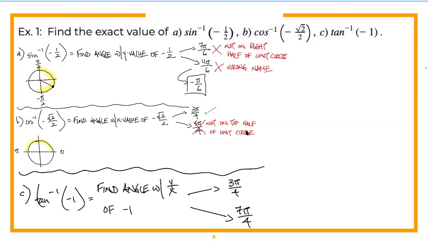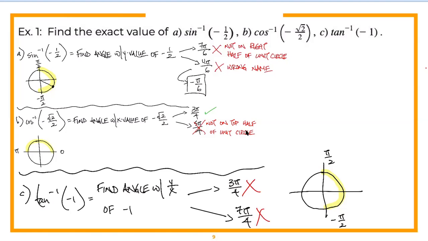Okay. Our range for arctan is the same as the range for arcsine. It is the right half of the unit circle, but we need to call it something between negative pi over 2 and pi over 2. So we can eliminate 3 pi over 4 because that's on the left half. That's not on the right half. And we have to eliminate 7 pi over 4 because it's the wrong name.